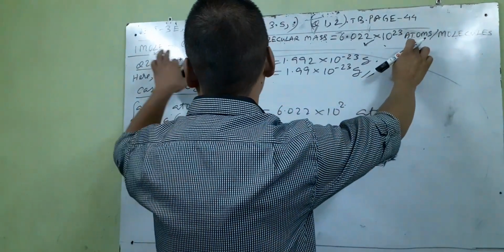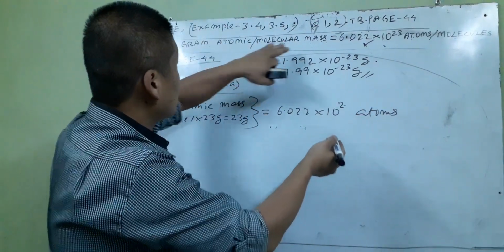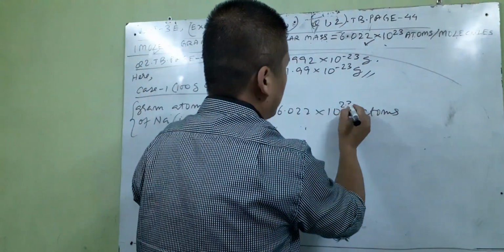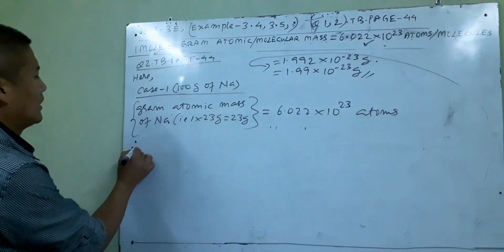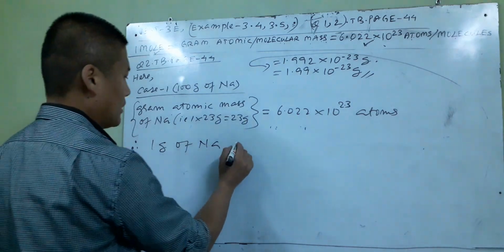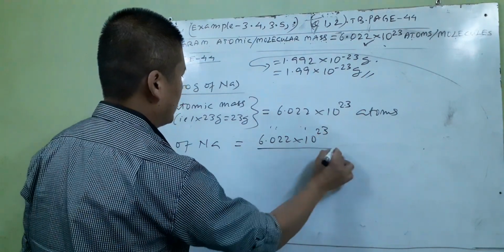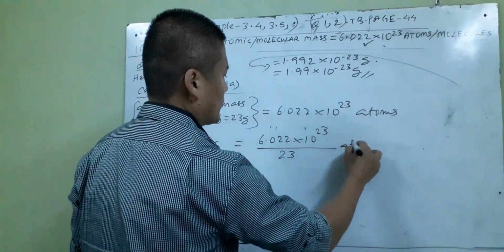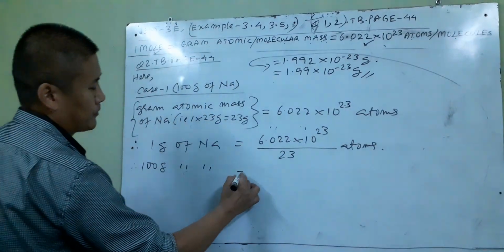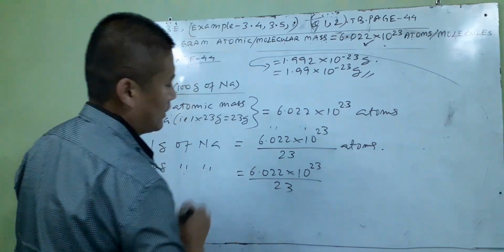We need to use these atoms and mass, because they are saying 100 grams, which contains more atoms, 100 grams of sodium or 100 grams of iron. So this is the one. So let us find out for one gram. Therefore, you write here 1 gram of Na. 23 gram is this much. So 1 gram will contain 6.022 into 10 to the power 23 divided by this 23 atoms. So we have to find for 100 grams. So right here 100 grams of Na will be 6.022 into 10 to the power 23 by 23 atoms.